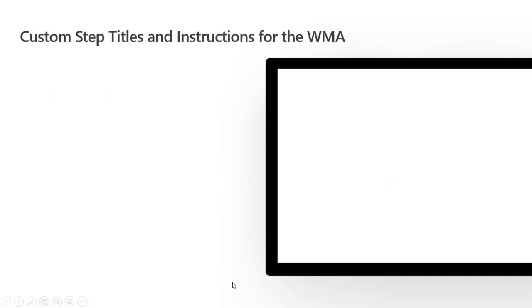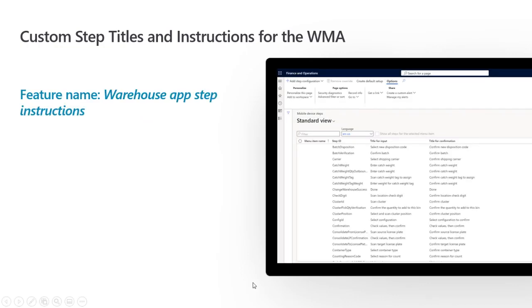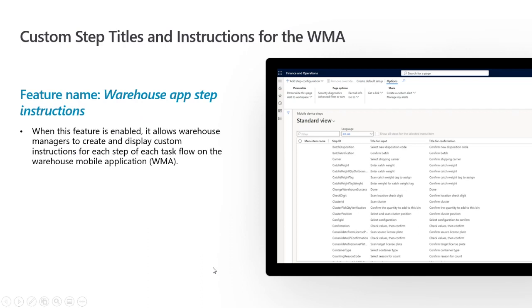All right, another warehouse mobile application feature. This one is called the custom step titles and instructions for the warehouse mobile app. And the feature name, if you're looking in feature management, is warehouse app step instructions. When you enable it, it's going to allow your warehouse manager, or really whoever's configuring the mobile device menu items and menus, to create custom display instructions for essentially every step of the workflow.